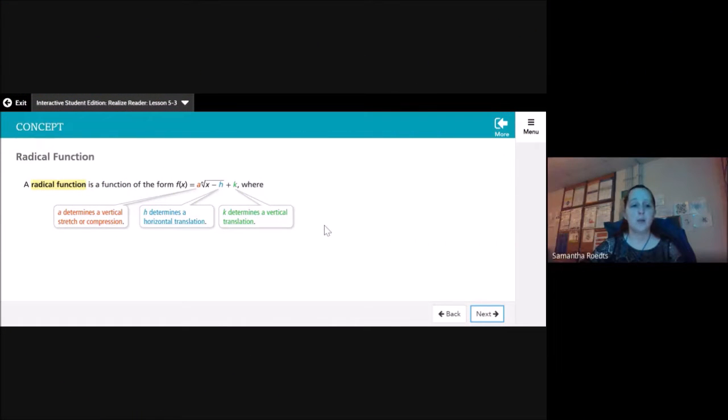All right, so concept, radical function. A radical function is a function of the form f of x equals a times the nth root of k(x minus h) plus k, where a determines a vertical stretch or compression, h determines a horizontal translation, and k determines a vertical translation. So very similar to what we did last unit.